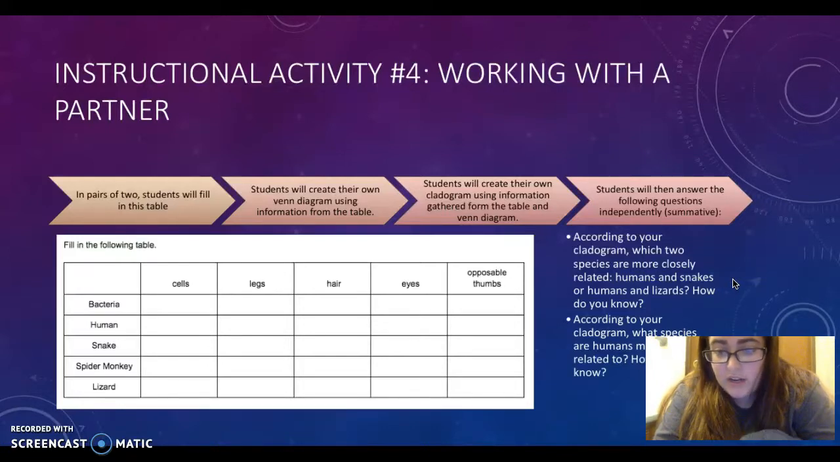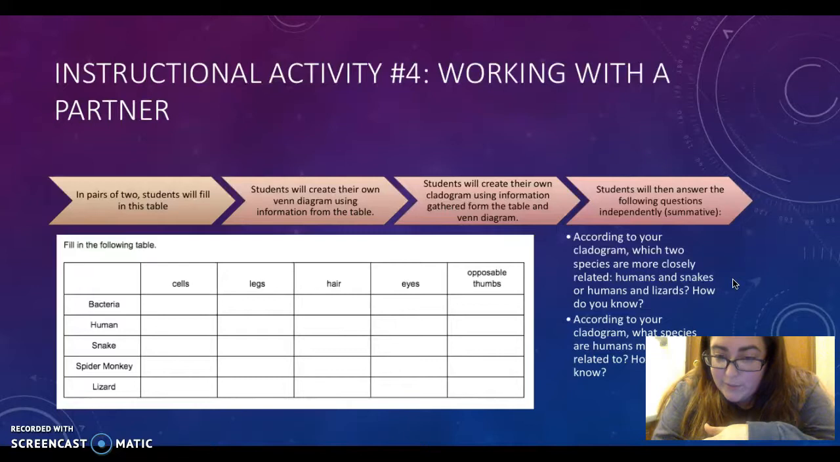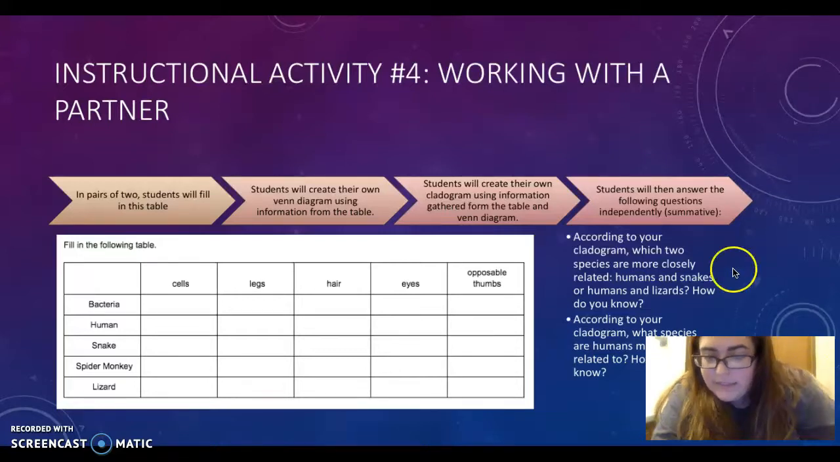So the questions are, according to your cladogram, which 2 species are more closely related, humans and snakes or humans and lizards? How do you know? So they would use the work they did with their partner to answer the questions, but they would have to understand what they had done with their partner to be able to answer the question correctly. And then according to your cladogram, what species are humans most closely related to, and how do you know?